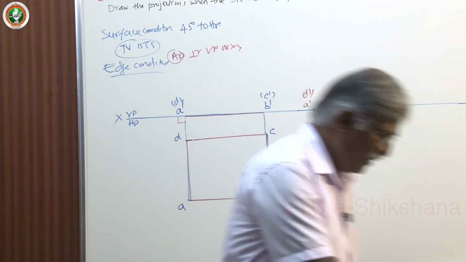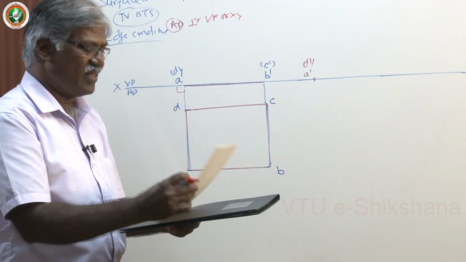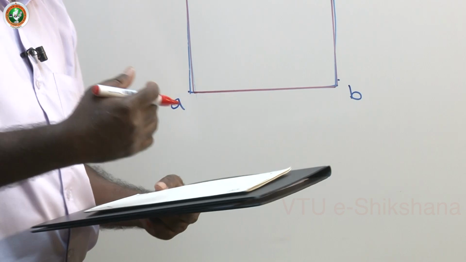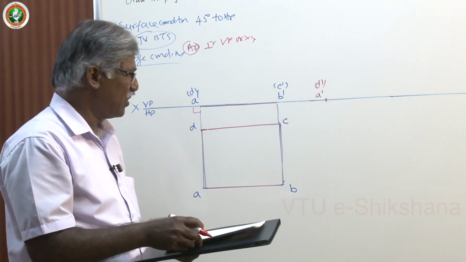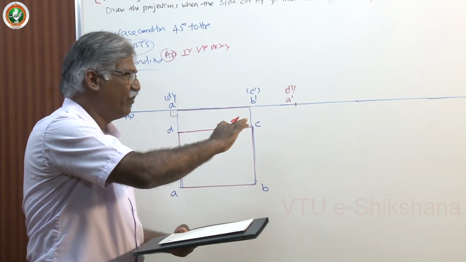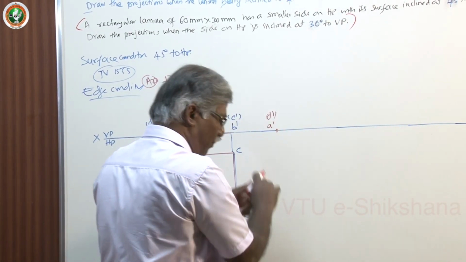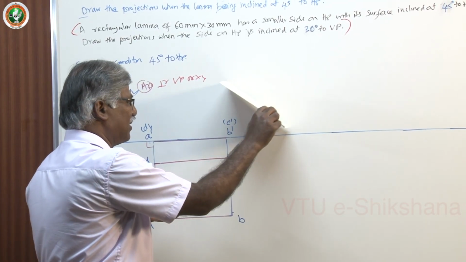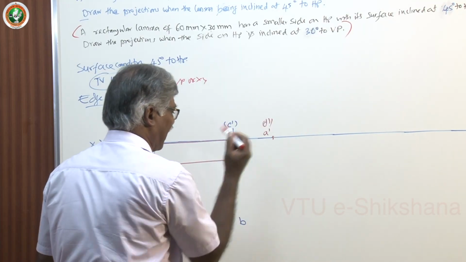Instead of AD, you can keep BC. First position, second position, BC also you can have. But always try to keep the left one in case of laminae. First position, second position, so that you can have judgment; management of space is important. If you keep BC on HP, it may overlap like this. You have to keep it away from the first figure, so always keep the first one.